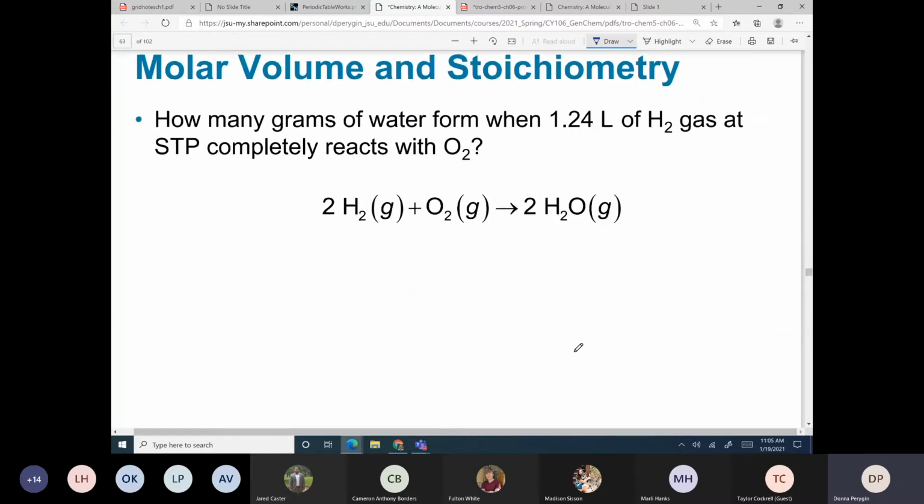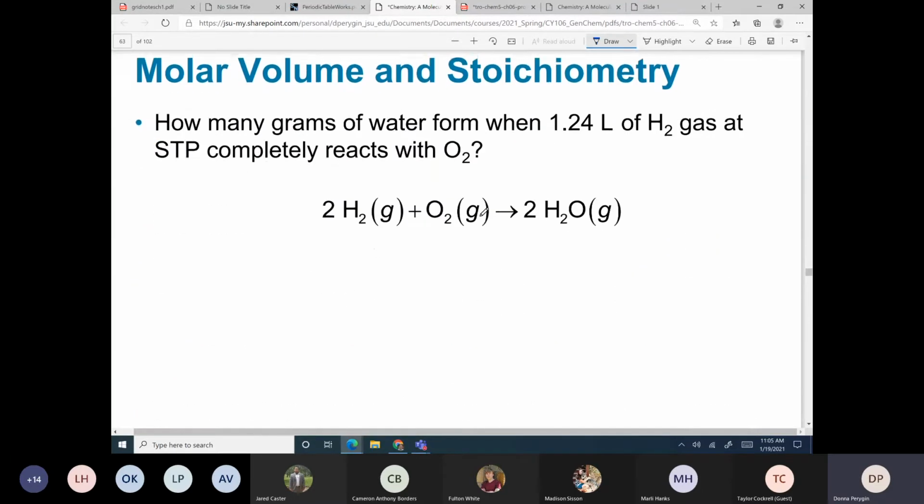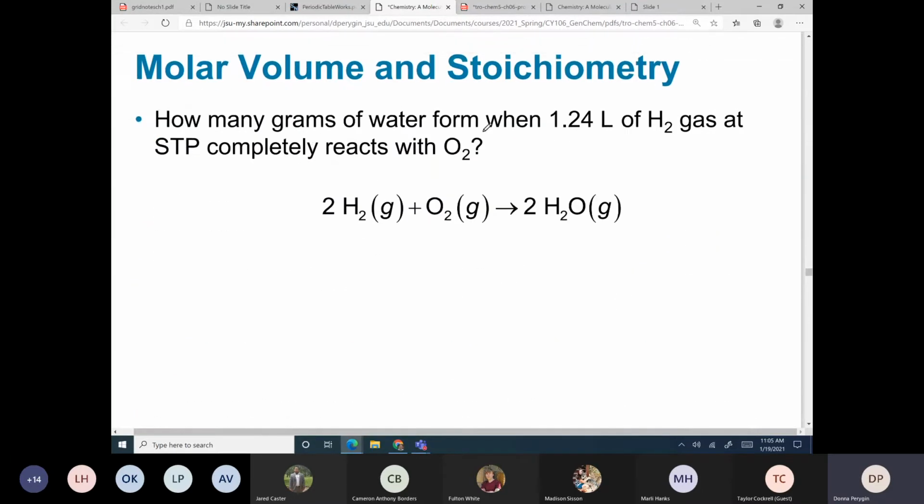Okay. So these get a little complicated, but if you kind of understand how the overall thing is working, then it's not too bad. So basically, we can say how many grams of water form when 1.24 liters of hydrogen gas at standard temperature and pressure completely reacts with oxygen. So basically we've got volume here, and we're trying to convert to grams of water. So how many grams of water form? This is what we're forming here.